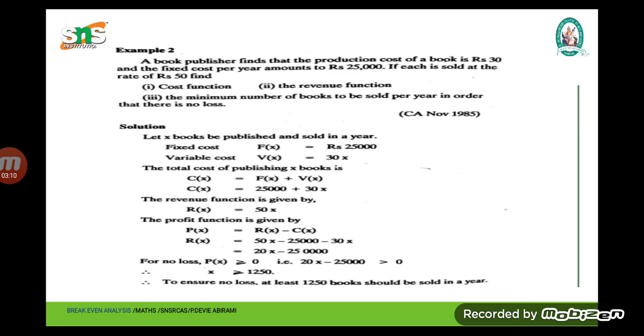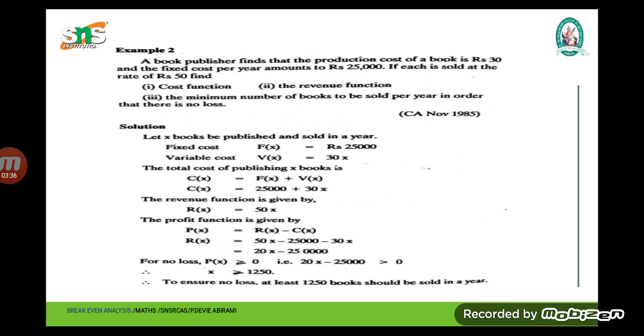Solution: let x be the number of books published and sold in a year. Fixed cost is 25,000 and my variable cost is 30x, because we don't know how many books there are. So my total cost is C(x) = F(x) + V(x), so 25,000 + 30x. My revenue function is x times P. Price per book is 50, therefore 50x.